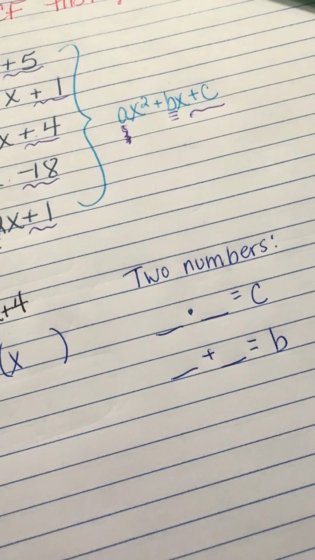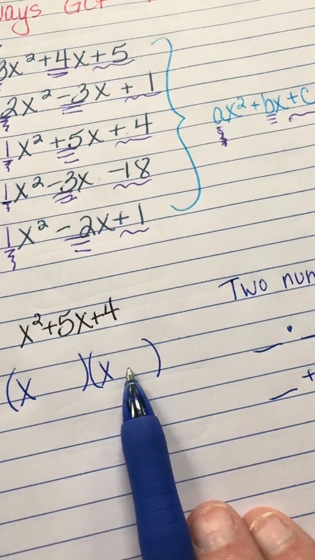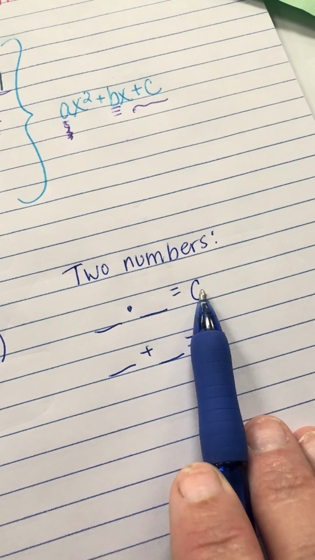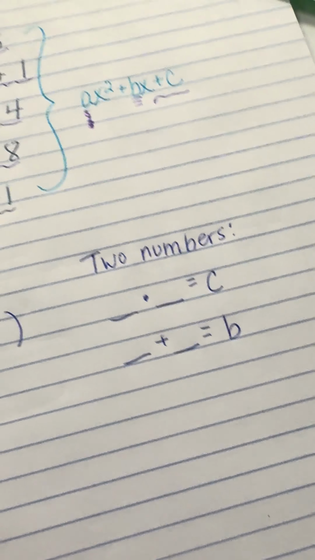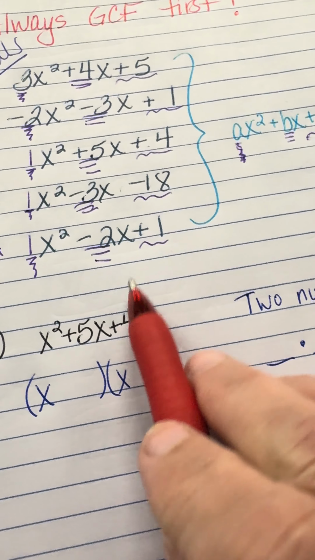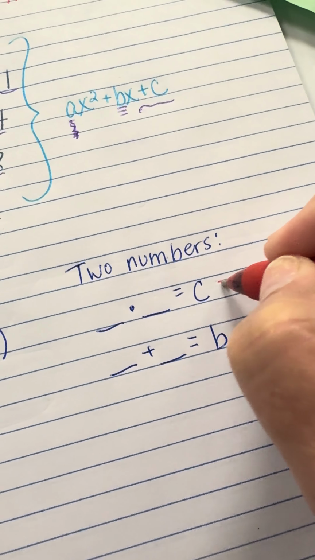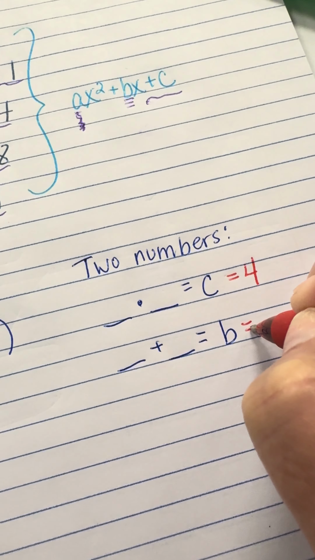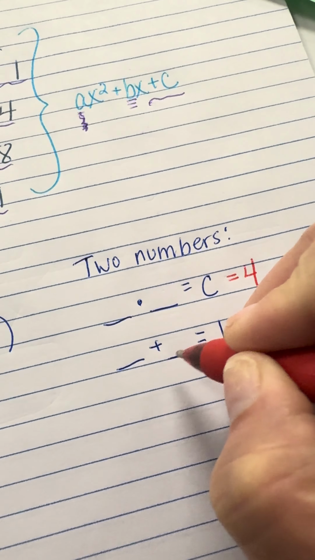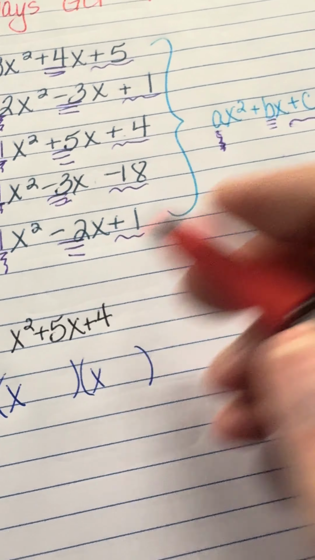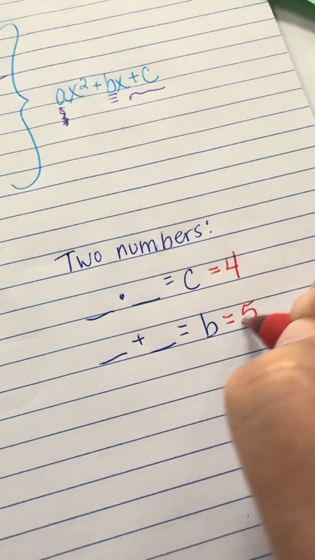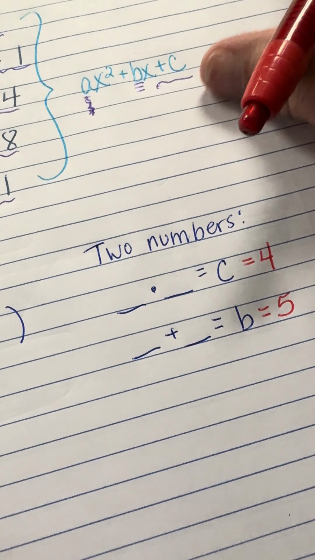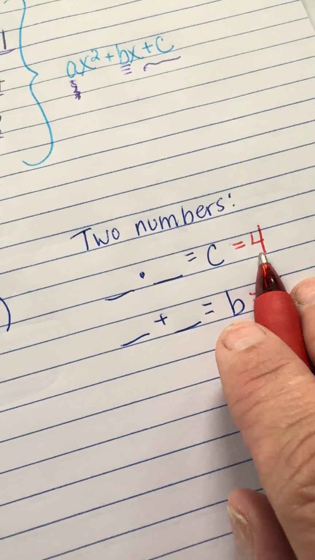Okay, so the numbers that are going to go here in our parentheses are the same numbers that will multiply to give you C and add to give you B. C here is 4. So we're looking for two numbers that multiply to give us 4. And at the same time, those two numbers are going to add to give us B. That's why it's important that you know what A, B, and C are. So our green sheet will help us with that. We're looking for two numbers that multiply to give us 4.